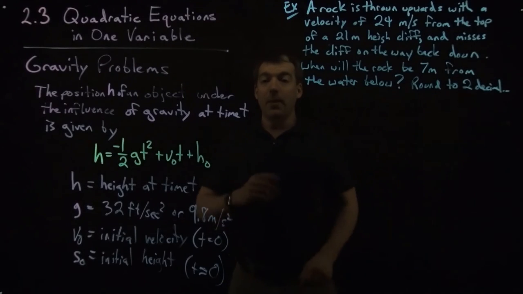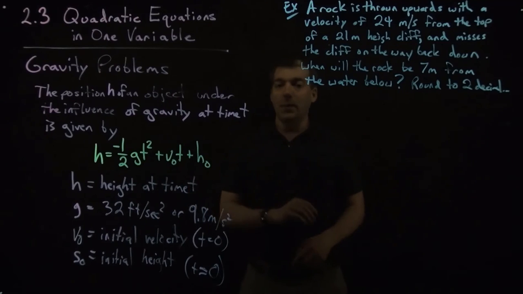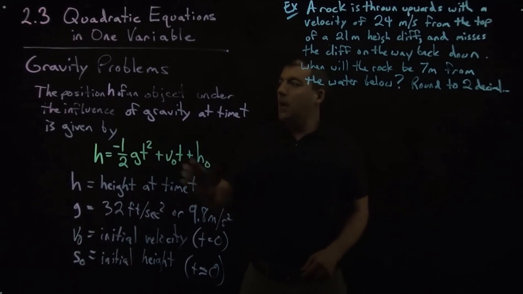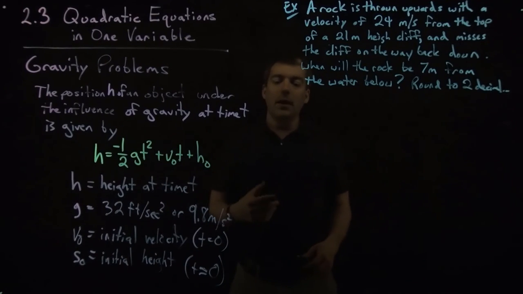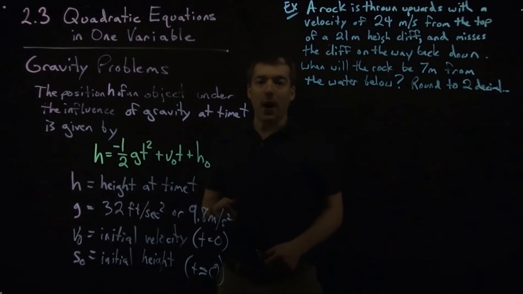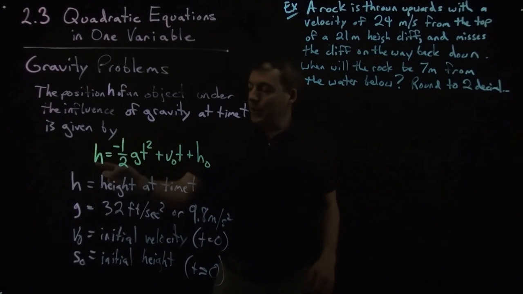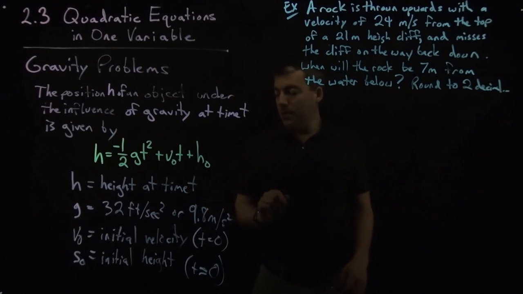Hi, we're going to wrap up 2.3 in this video. We're going to look at gravity problems, or just one of them actually. This equation here is going to model the position of a falling object, or an object that's under the influence of gravity. That equation is h equals -1/2 gt squared plus v naught t plus h naught.